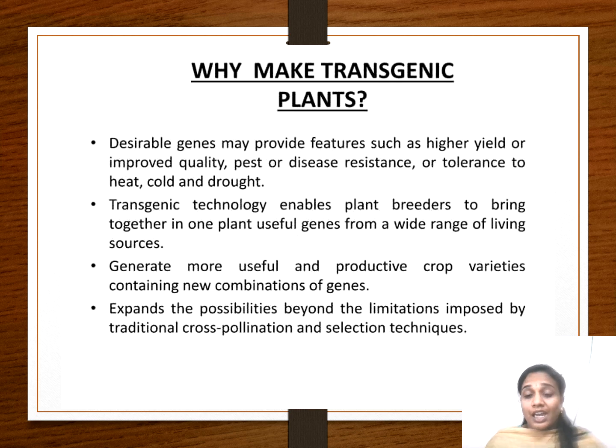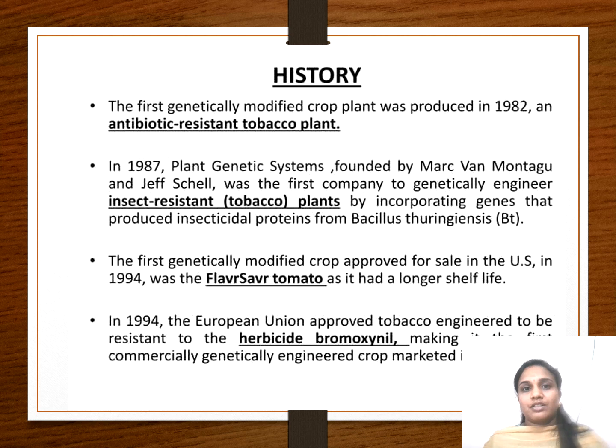Transgenic technology enables plant breeders to bring together in one plant useful genes from a wide range of living sources. It can generate more useful and productive crop varieties containing new combinations of genes. It expands the possibilities beyond the limitations imposed by traditional cross-pollination and selection techniques.